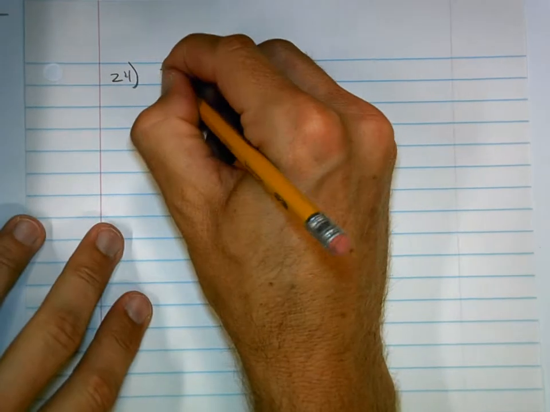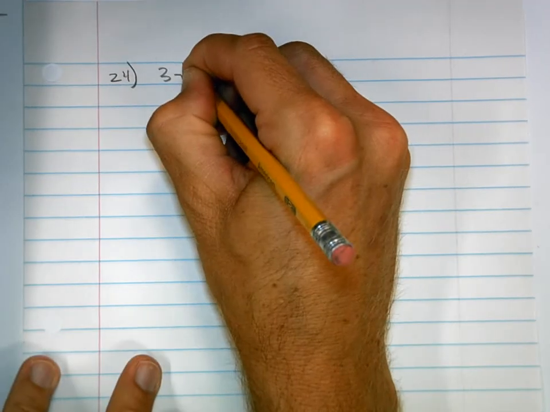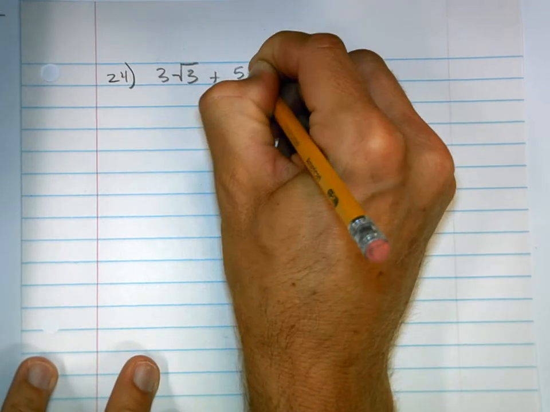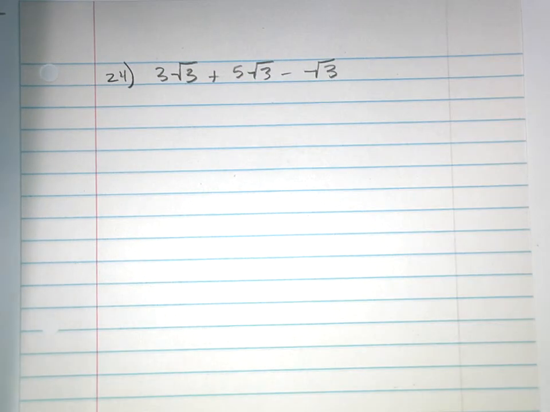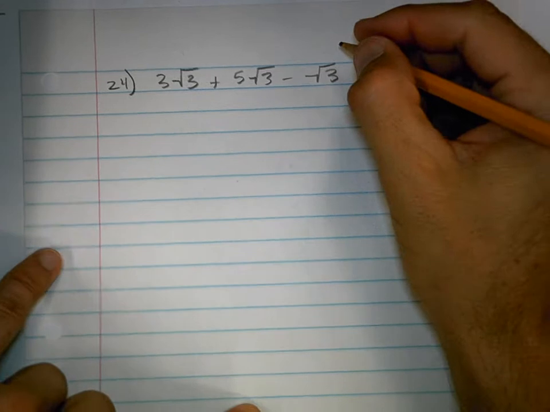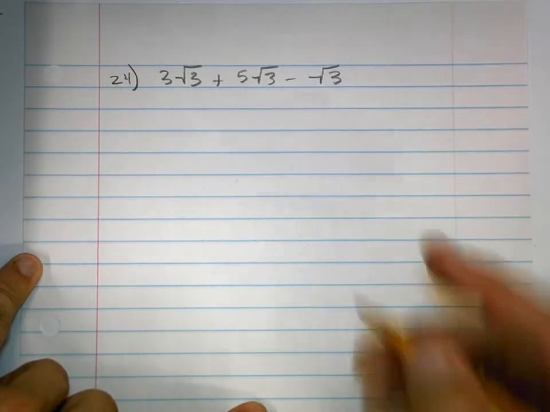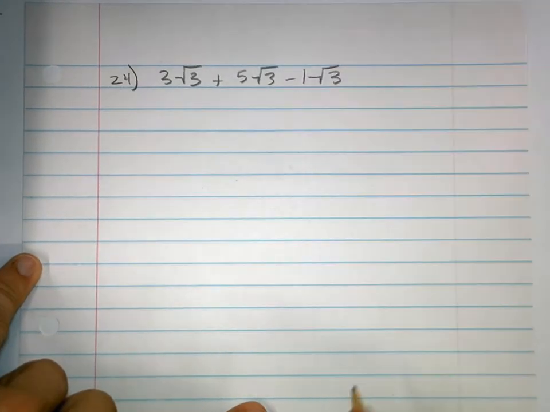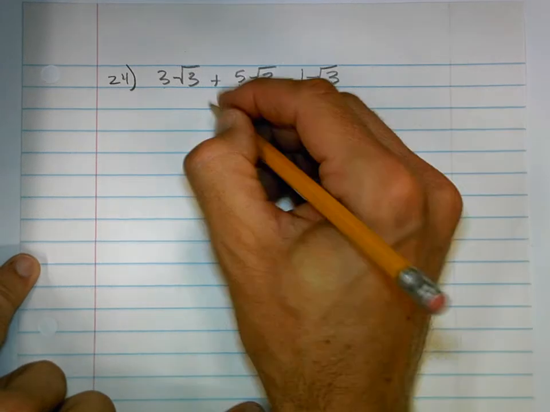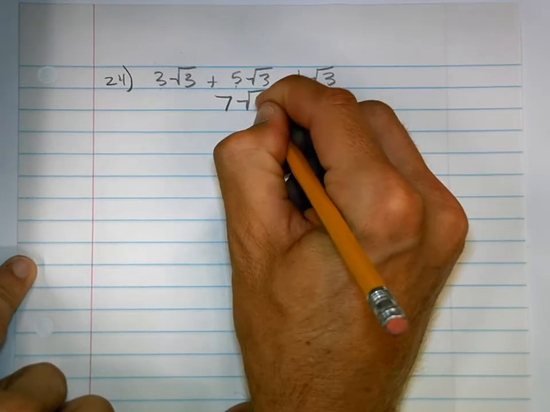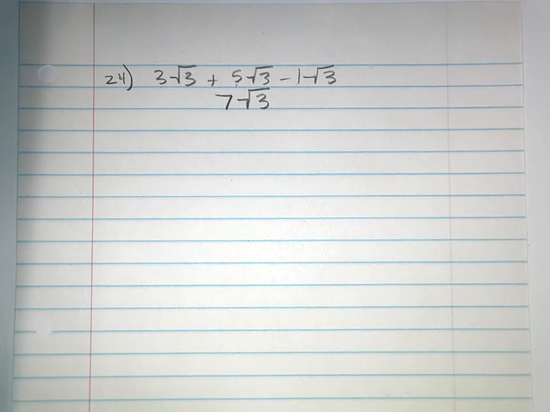Number 24, I have 3 root 3 plus 5 root 3 minus root 3. So remember, when you're adding and subtracting square roots, the square roots are kind of like variables. They act a lot like variables. So this is 1. So if I have 3 plus 5, that's 8, minus 1. So I'm going to have 7 root 3, which is D.